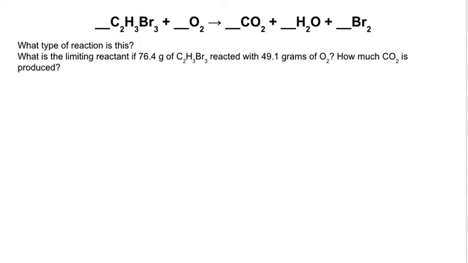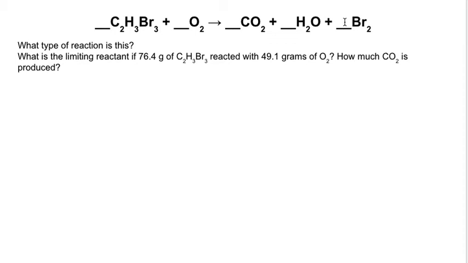For this example, first it asks what type of reaction this is. It is being mixed with oxygen, and it is a hydrocarbon because it has carbon and hydrogen, so this is a combustion reaction. In order to start this problem, you would first need to balance the equation so that you can get your ratios for the stoichiometry part of the problem.